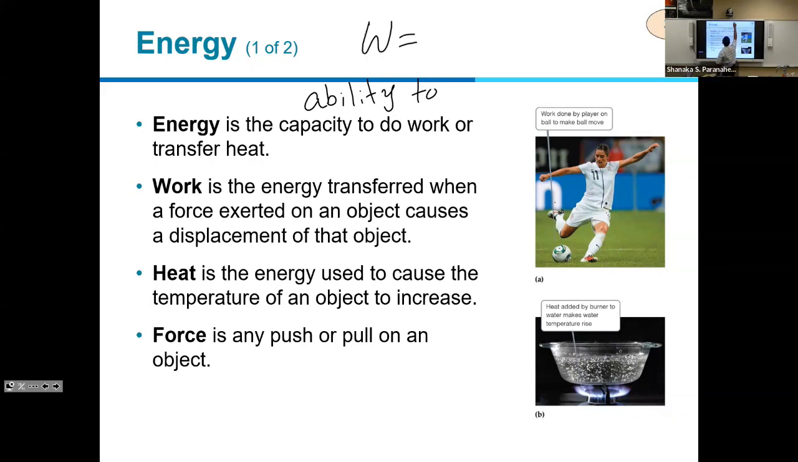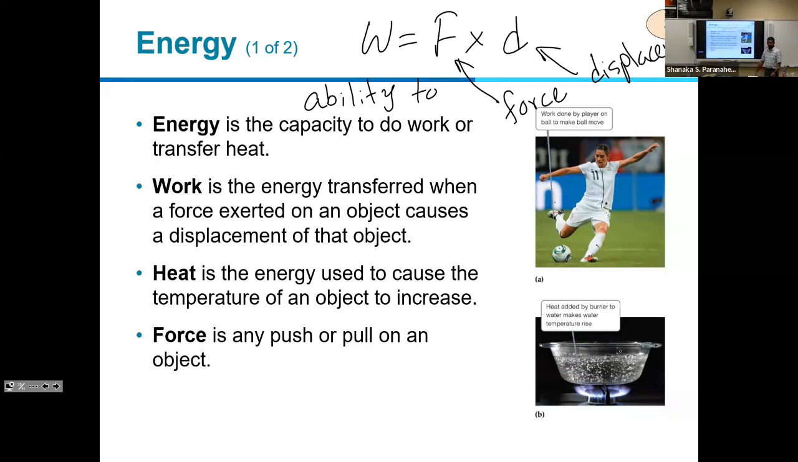So work is equal to force times distance. This is the force, and this is the displacement. My question is, I'm going to push this table. Am I doing any work when I'm pushing this table? No, because I do not have any displacement. If the displacement is zero, you are not going to do any work, but you are spending energy for that push.